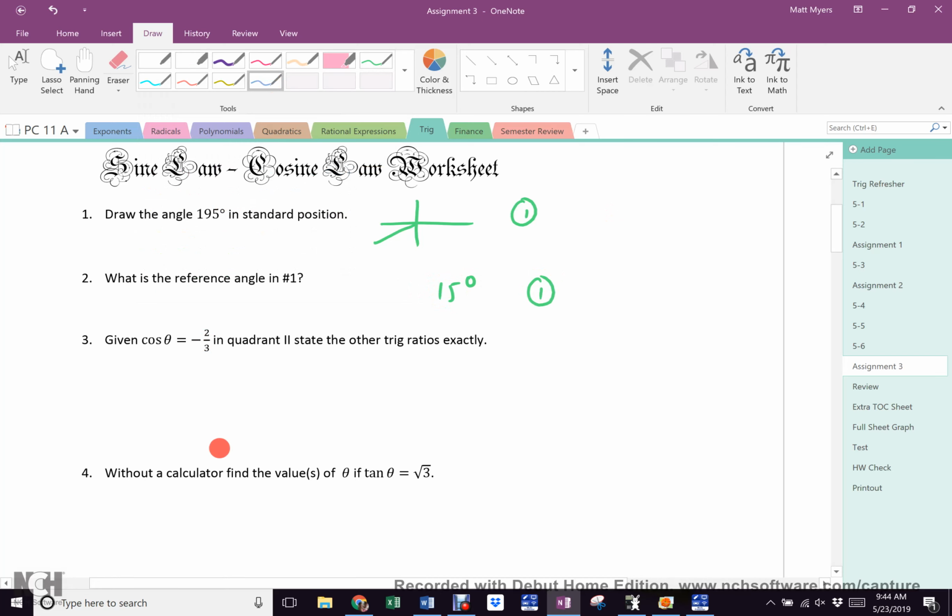Given that that is cos in quadrant 2, what are the other two ratios exactly? -2, 3, 5. Sine is what? √5, yes. Sine is what? √5/3. Tan is what? √5/-2 for 2 marks because you had to figure it out.